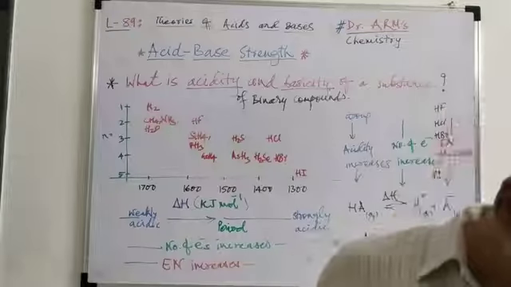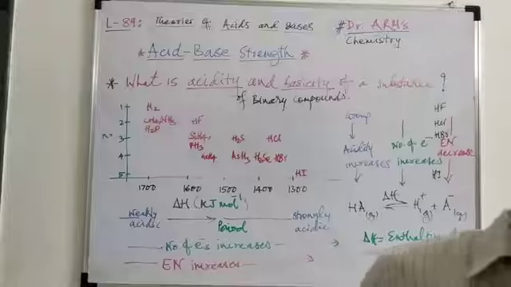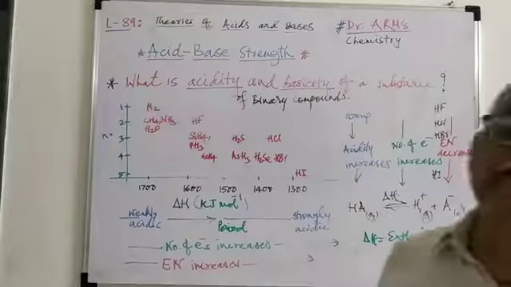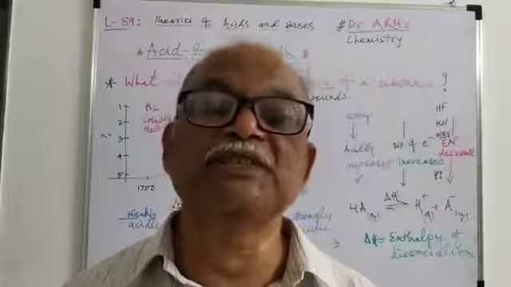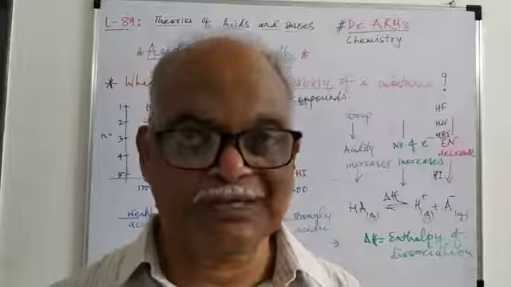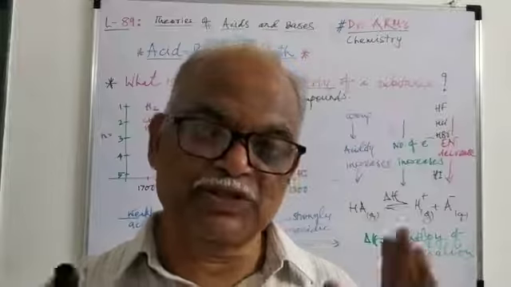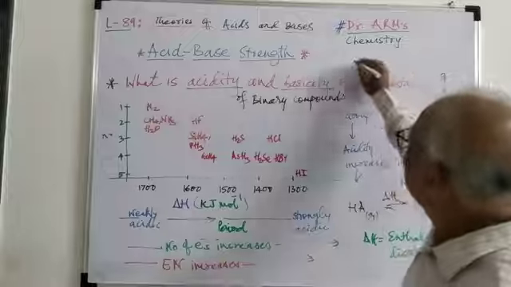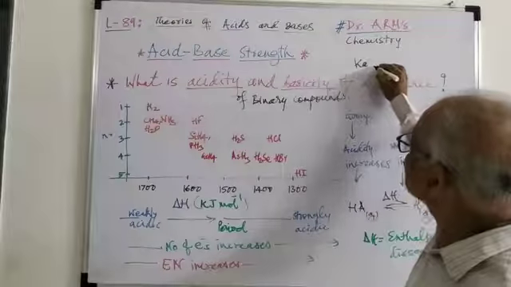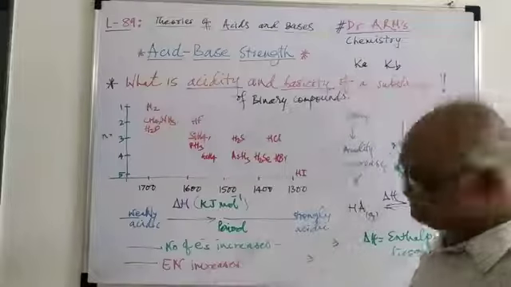So these strengths are expressed here in this way. Then we see that the strength is also expressed in terms of Ka value, that is, dissociation constant values. When we are considering the dissociation constant for an acid, it is termed Ka, and when it is considered for a base, it is called Kb.